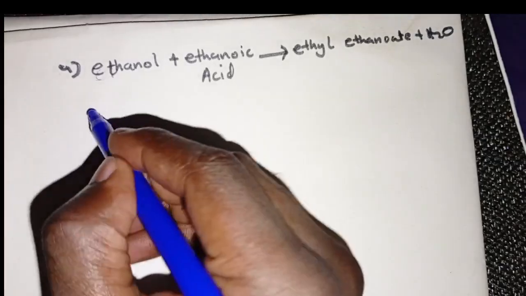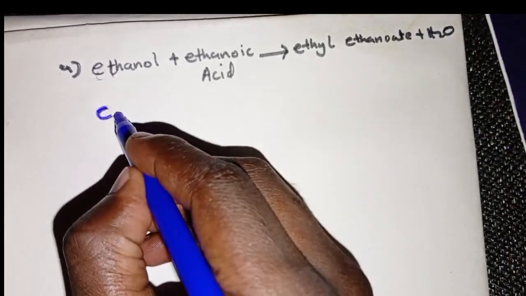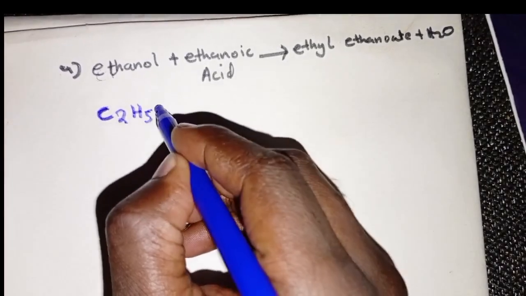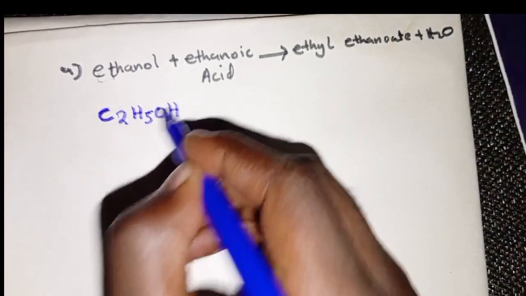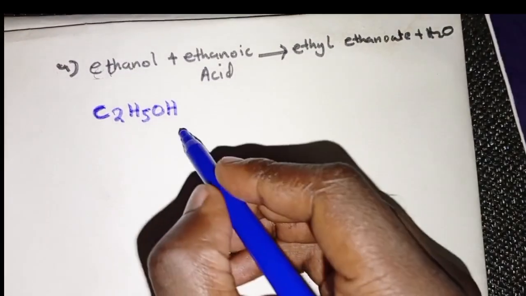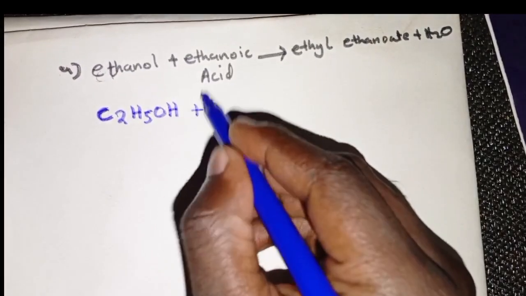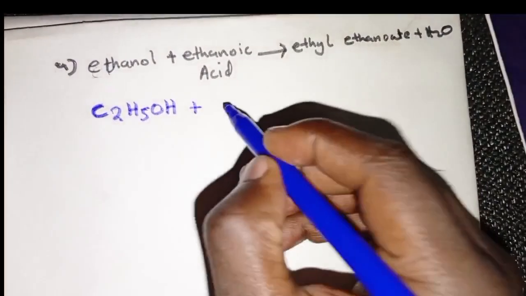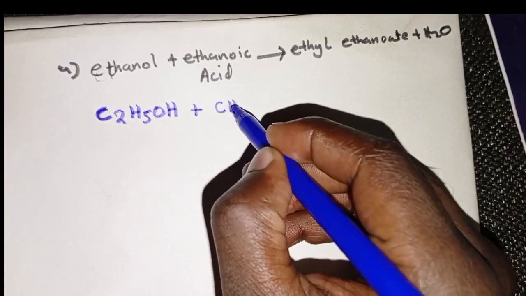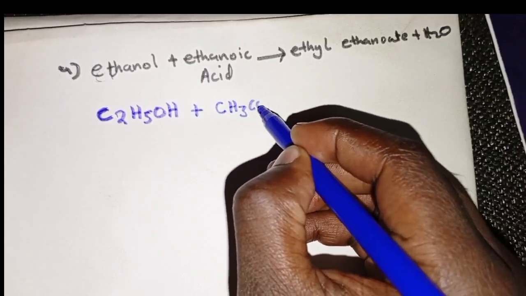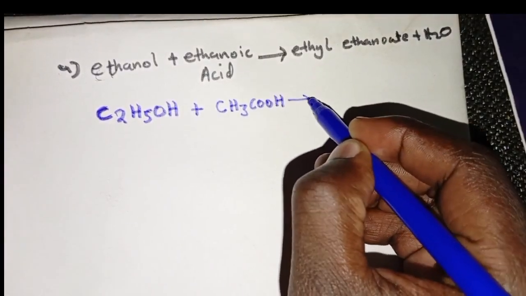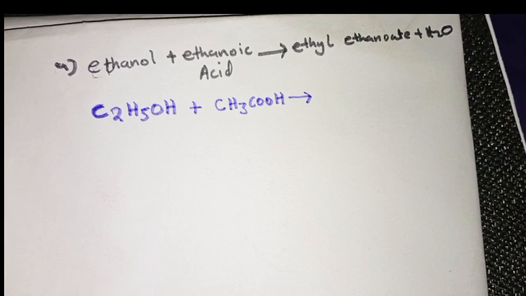Okay, so ethanol is written like this: C2H5OH. That's how you write ethanol. Okay, plus now ethanoic acid. It is written like this: CH3COOH.